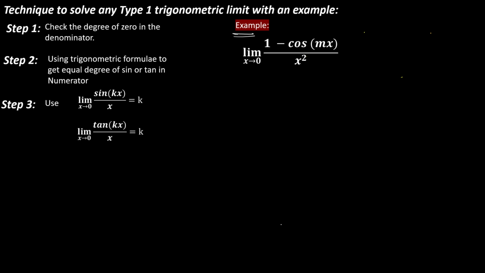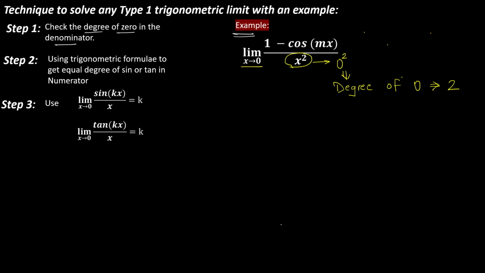Step number 1 is check the degree of 0 in the denominator. So what does this mean? Let's say in this example, in the denominator we have x squared and x is tending to 0. That means in the denominator we have 0 squared. So for this example, the degree of 0 is 2 in the denominator. I'll write over here, degree of 0 is nothing but 2 since it is squared. Okay, so that's step 1.